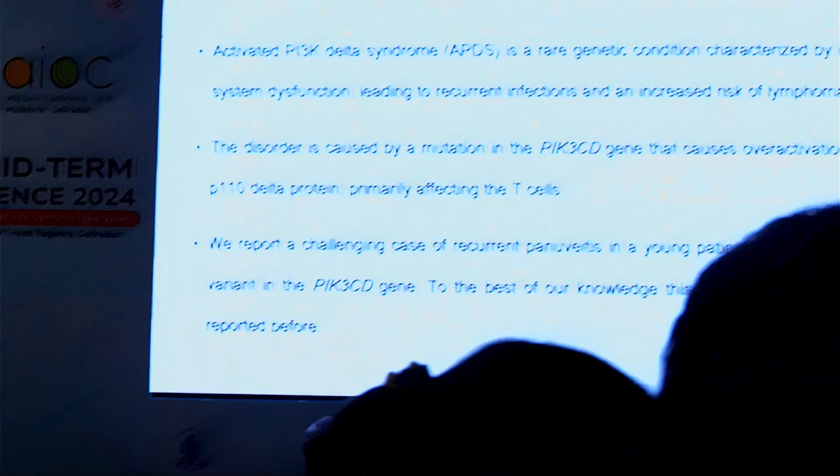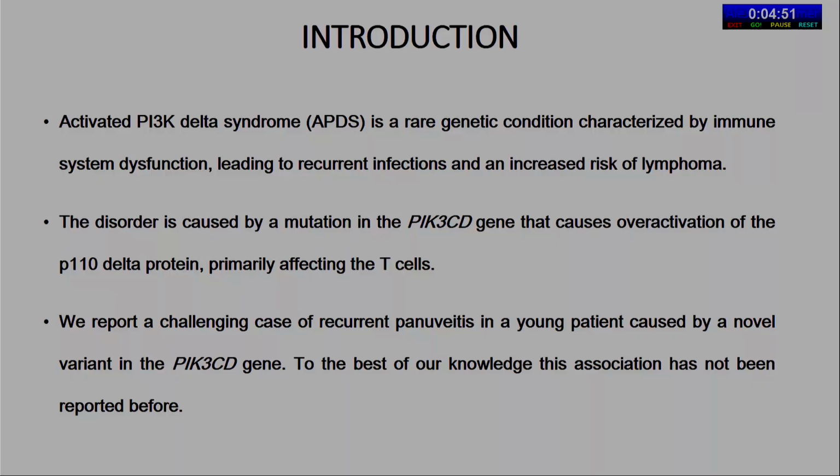Activated PI3K delta syndrome is a rare genetic disorder characterized by immune system dysfunction, primarily because of the affection of the T cells. We report a challenging case of recurrent panuveitis in a young patient caused by a novel variant in the PIK3CD gene. To the best of our knowledge, this association has not been reported before.